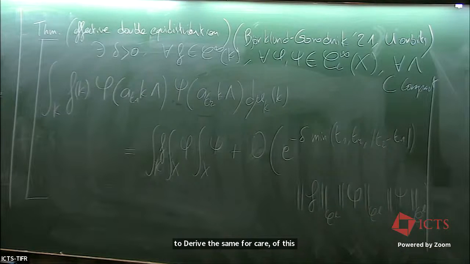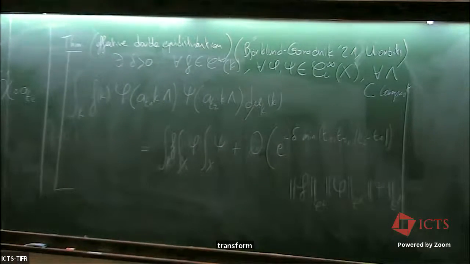Okay, this exponential equidistribution requires the test function to be smooth, compactly supported, which is not the case for the Siegel transform. The Siegel transform is typically not bounded. So I need to approximate the Siegel transform by compactly supported smooth functions. So this is maybe the last.